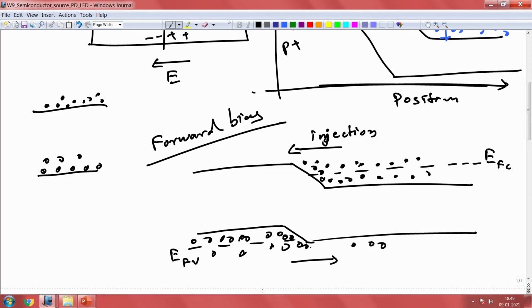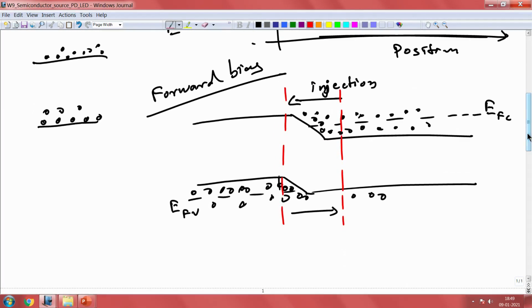Okay. So when you see this particular region where we have the junction, you can see there is a number density difference here, but at very high injection current density, at the junction, or what we call the active region.